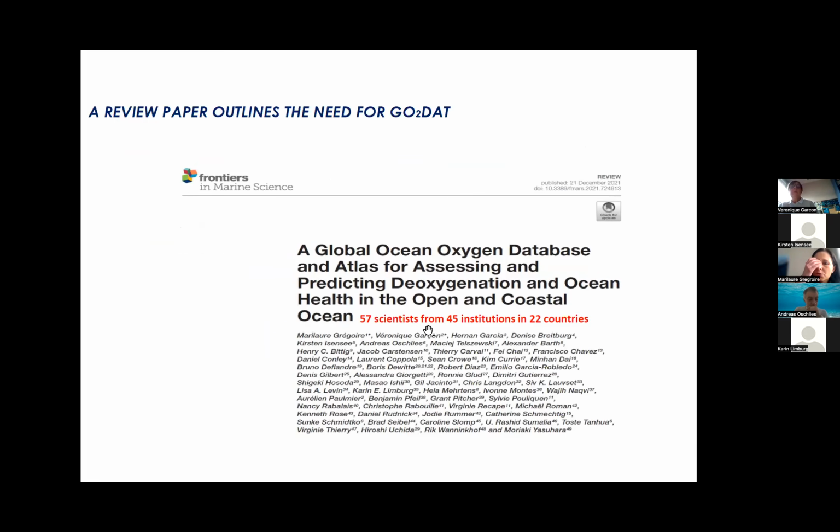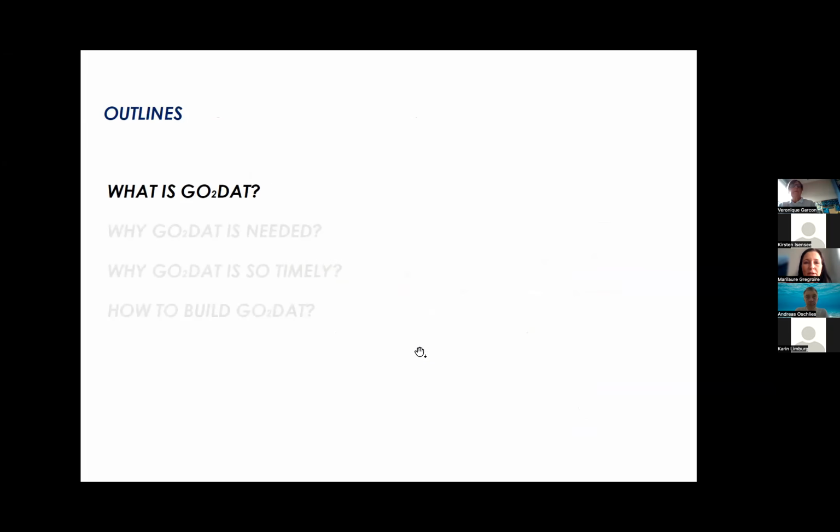And this paper has been produced after several workshops with scientists from different backgrounds, and we published it as an outcome of this workshop. It has recently been published in Frontiers in Marine Science, and it describes the need for this global ocean oxygen database and atlas, and proposes a kind of roadmap to build this GO2NE.